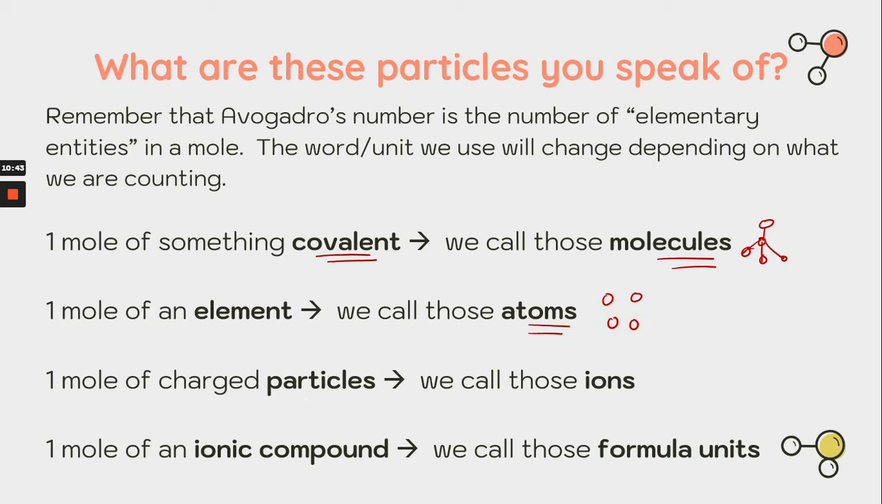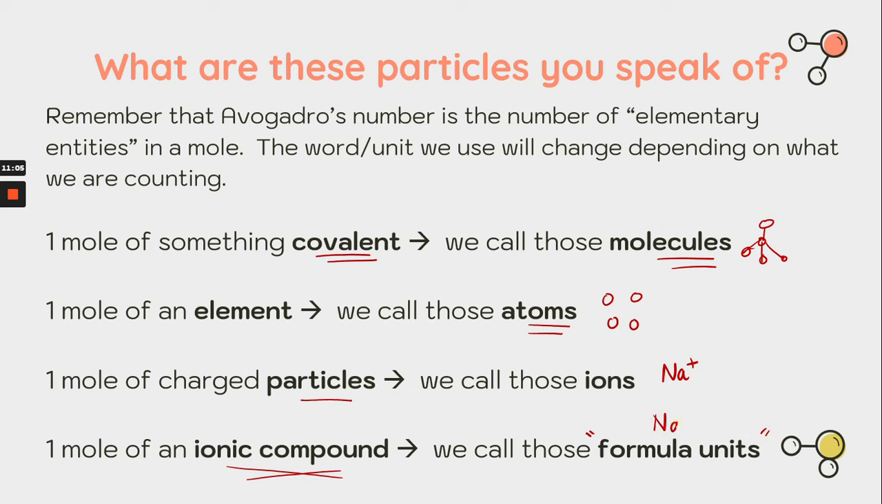I could use the word particles if I'm talking about ions. So if I want to know how many particles I have, or how many ions I have. And then the tricky one is ionic compounds. Remember that in ionic compounds, we're just talking about that lowest ratio. These are actually called formula units.